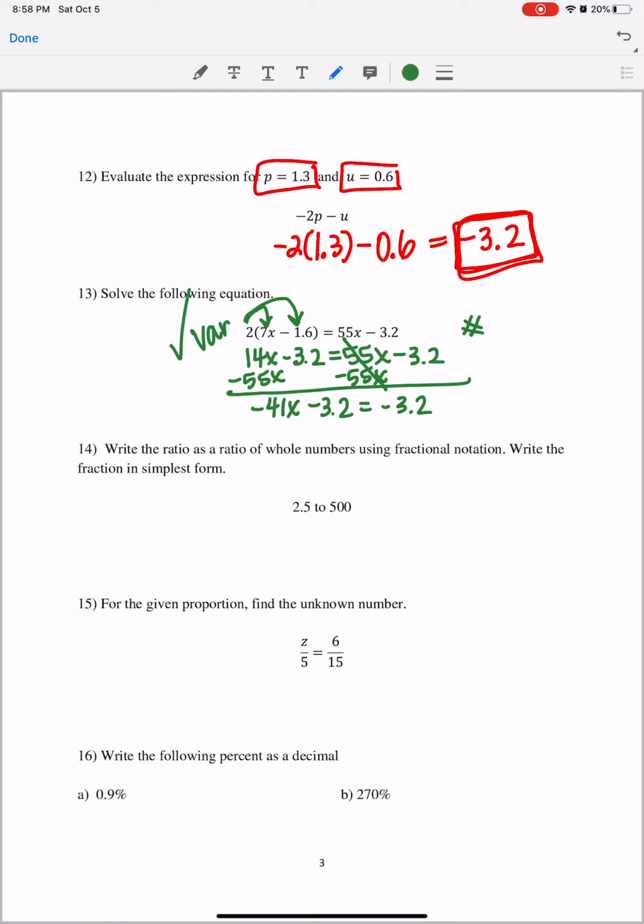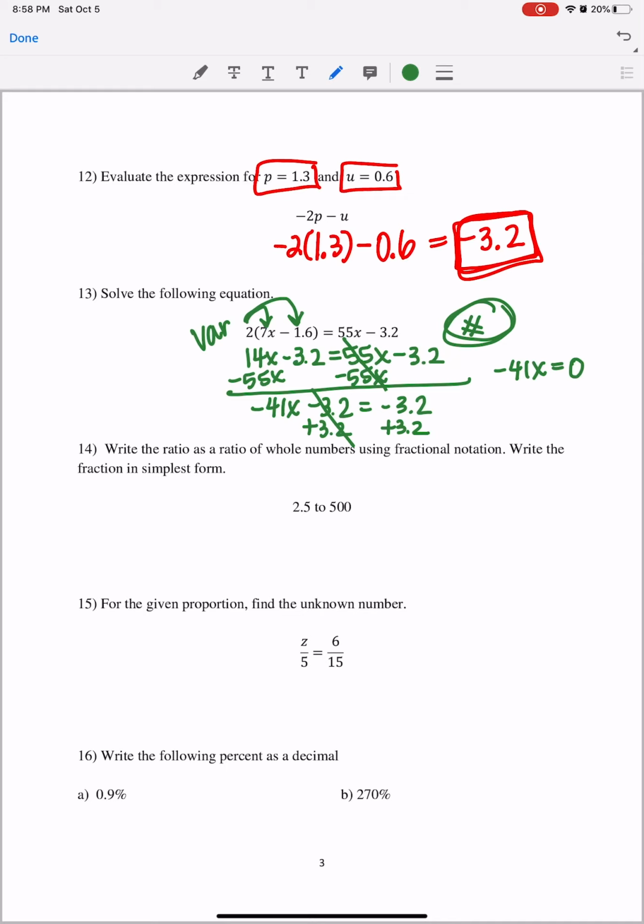So now I have my variable all alone on the left, so now I need to get my constant to the right. So I need to move this negative 3.2 to the other side. So the opposite of subtracting 3.2 is to add it. So it cancels out on the left side like we want. I'm going to bring this over here. We get negative 41x equals, same thing sort of happens here, right? This cancels out, but I need some number over here, and so negative 3.2 plus 3.2 is 0.